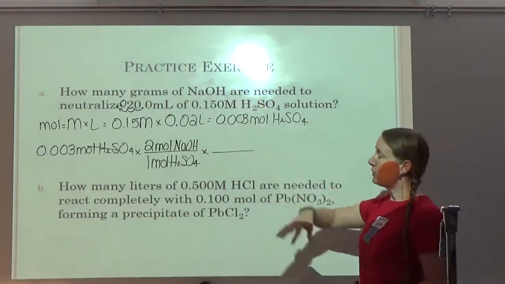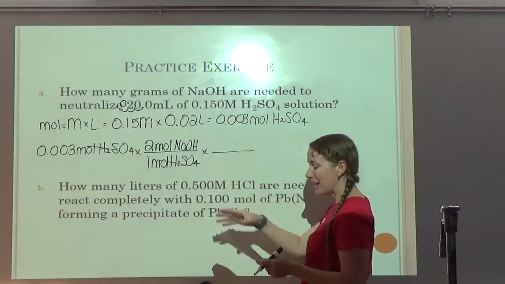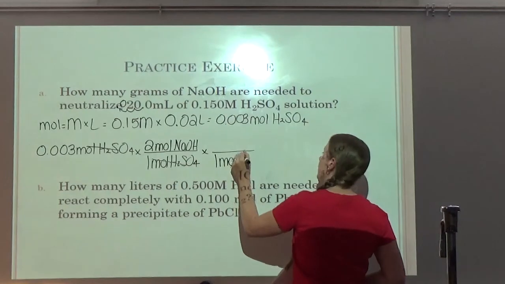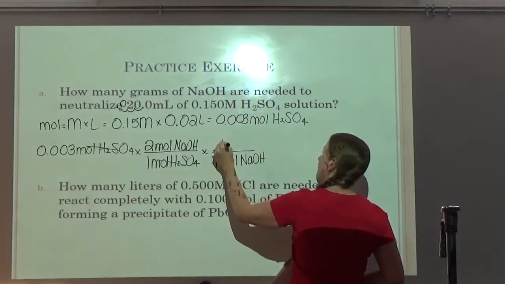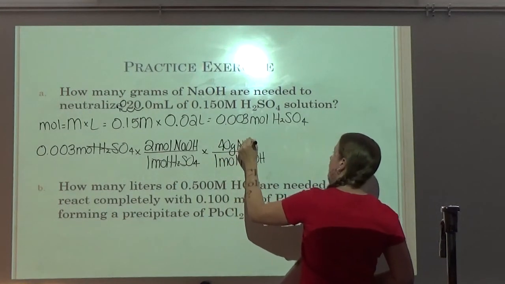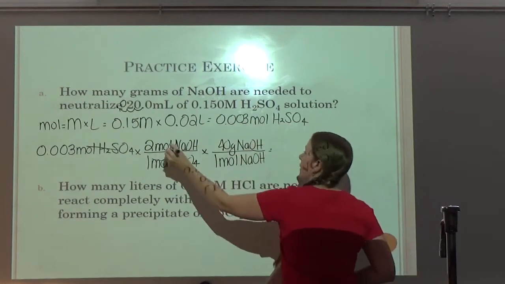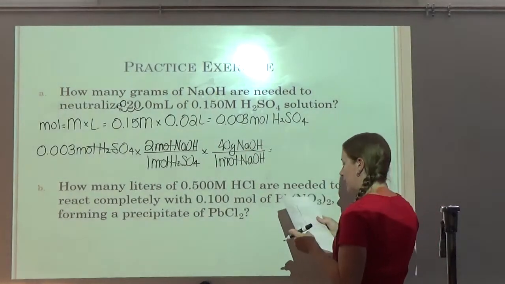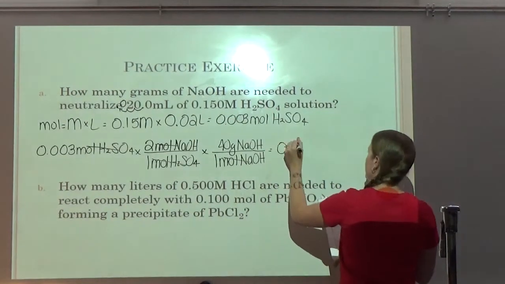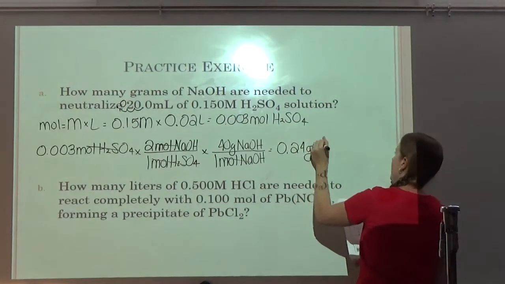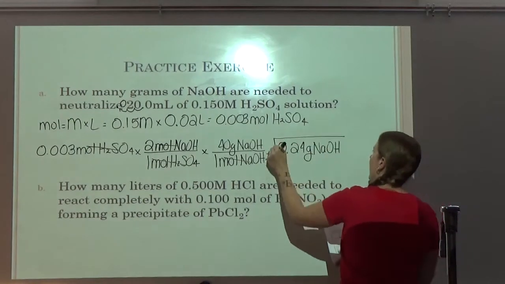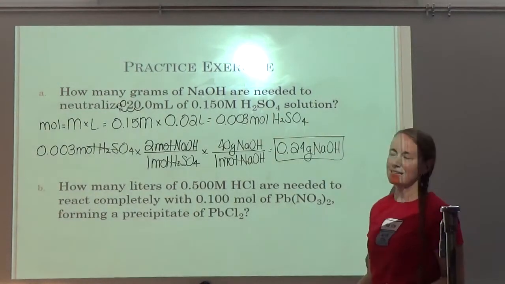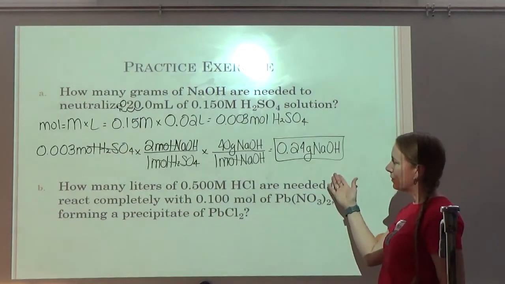Alright, but I'm going to keep going because it doesn't ask me how many moles, it asks me how many grams of NaOH. So I use my molar mass. NaOH, when you add up, is about 40 grams. So 1 mole of NaOH is about 40 grams of NaOH. So once I multiply across the top, I end up getting about 0.24 grams NaOH. So that is how much base I would need to add to neutralize all of that acid. Alright, so hopefully you got that one right.